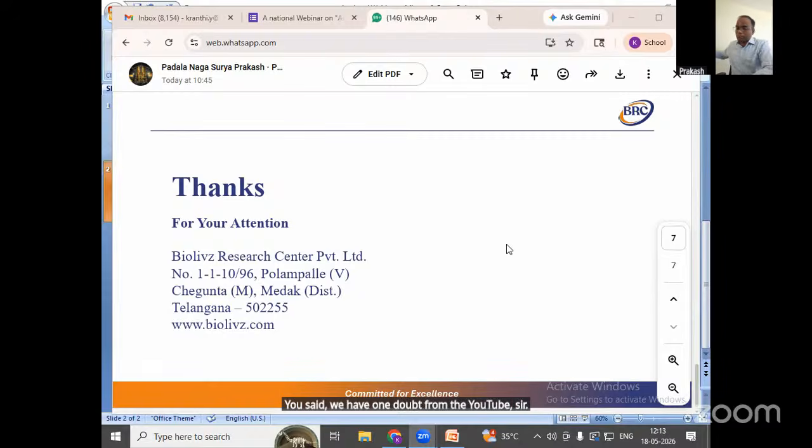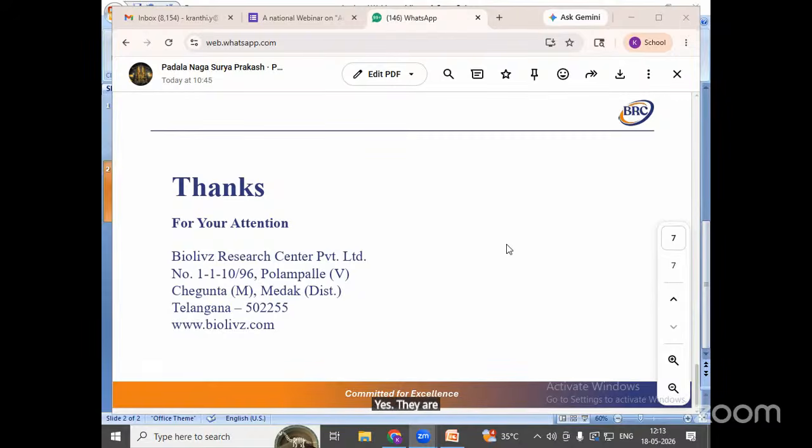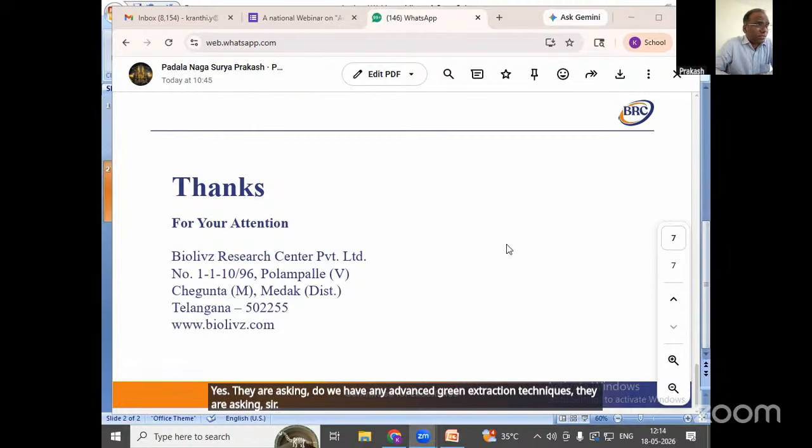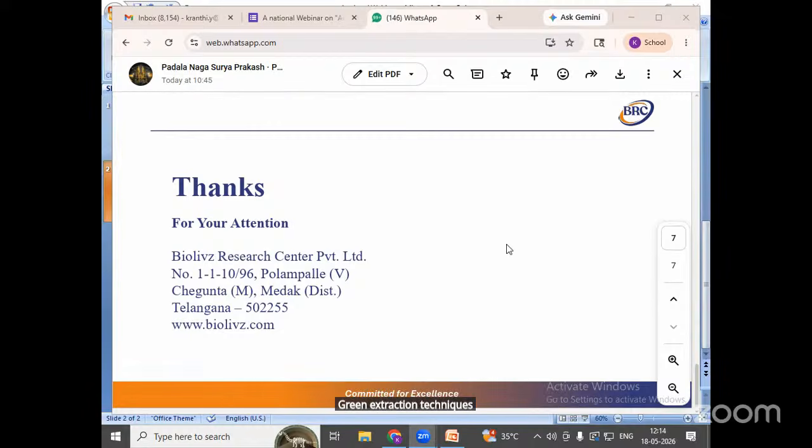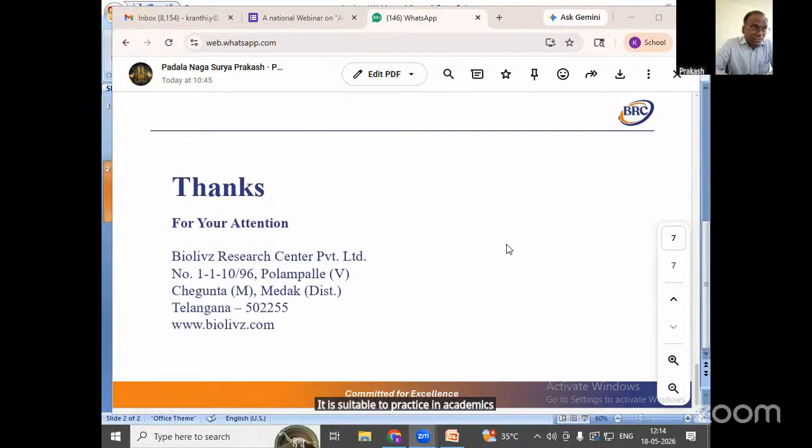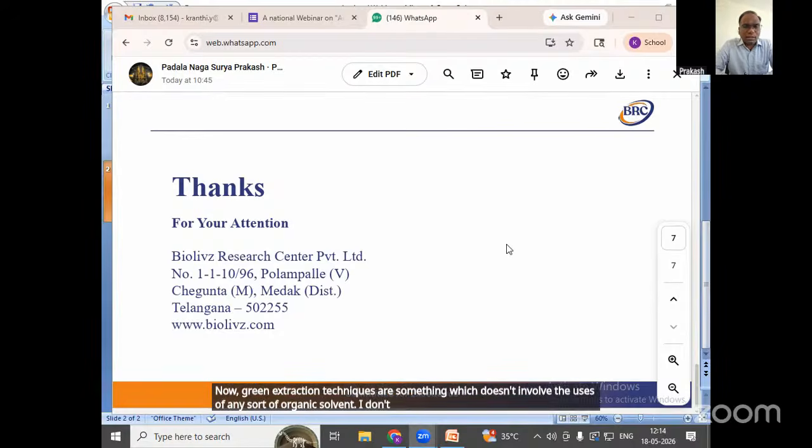They are asking, do we have any advanced green extraction techniques which are suitable to practice in academics? Green extraction techniques are something which doesn't involve the use of any sort of organic solvent. I don't think there is any such technique which is currently available.